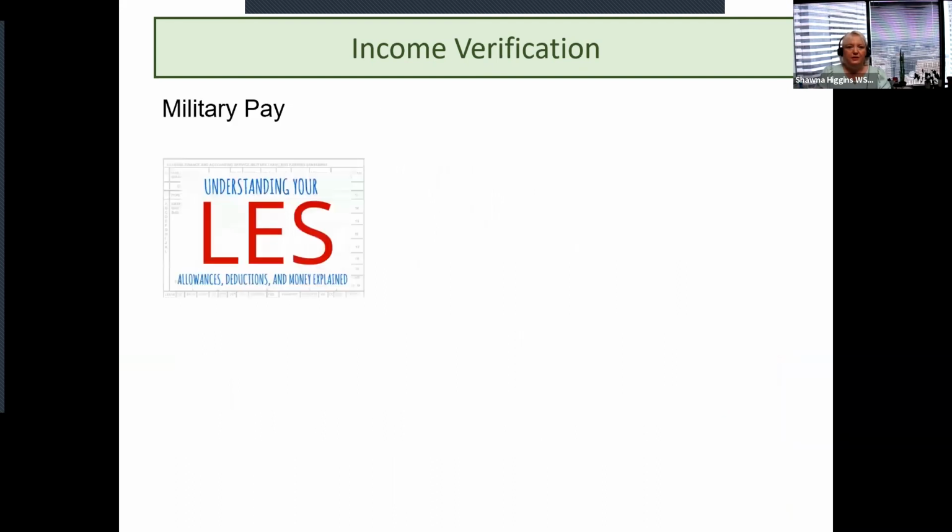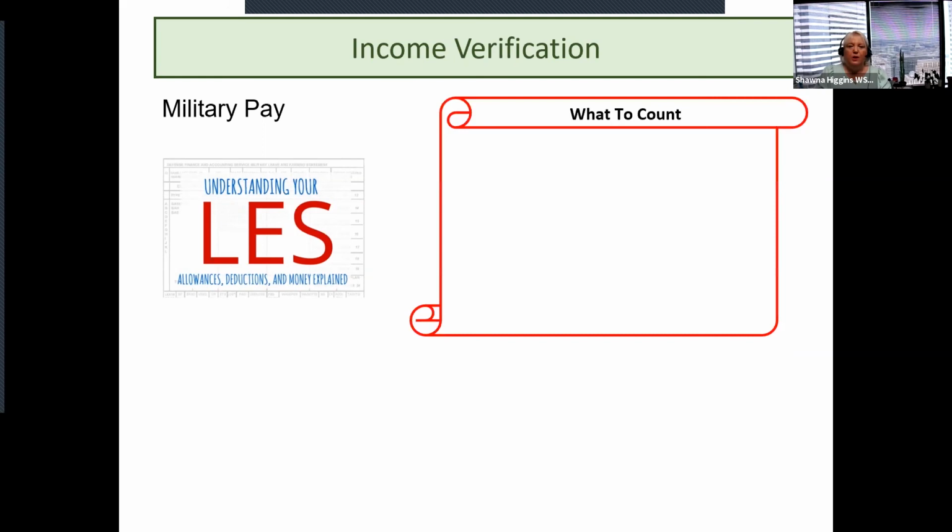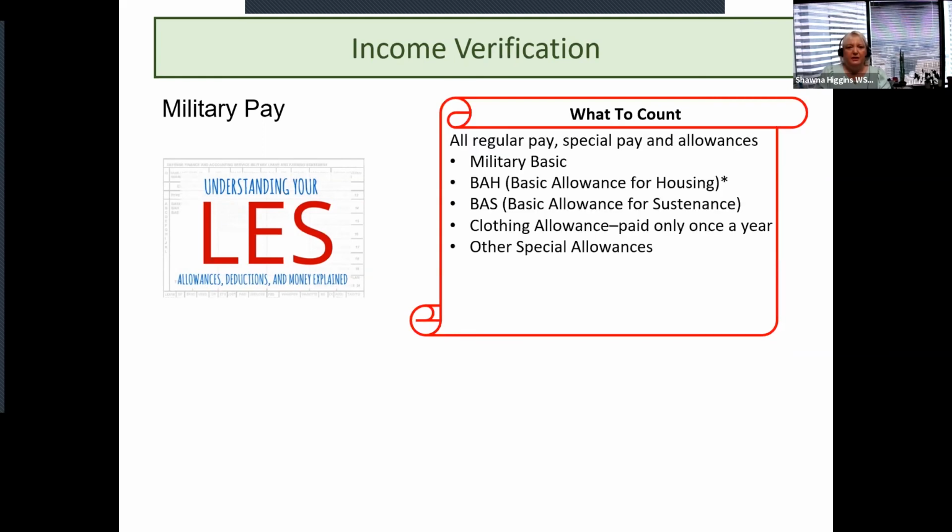So we're going to move into military pay. So we're going to understand the LES. What do you count? Okay, so all regular pay, special pay, and allowances. So military basic, the BAH, BAS, the clothing allowance, and other special allowances. You're not going to count the hostile fire or imminent danger pay or any re-enlistment bonuses.